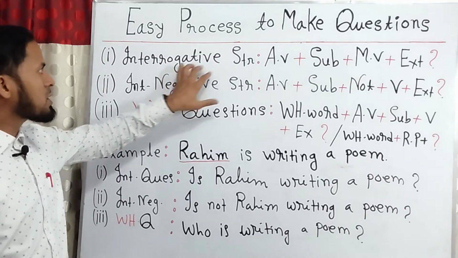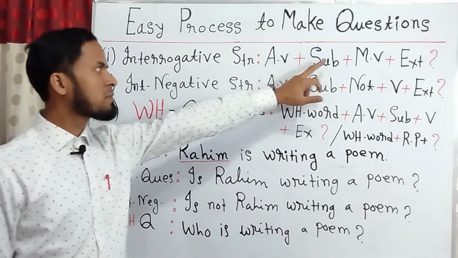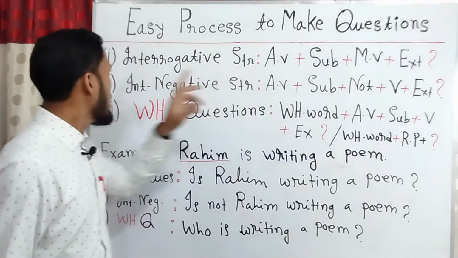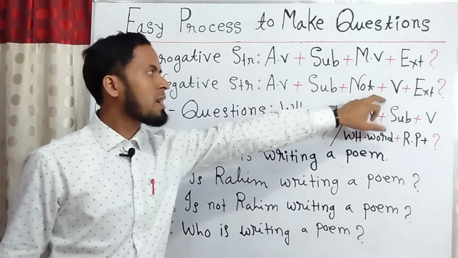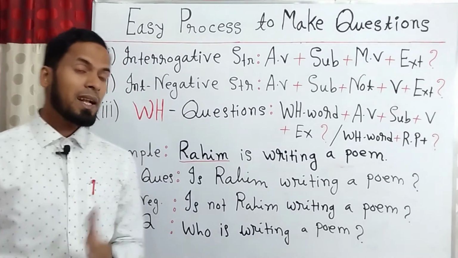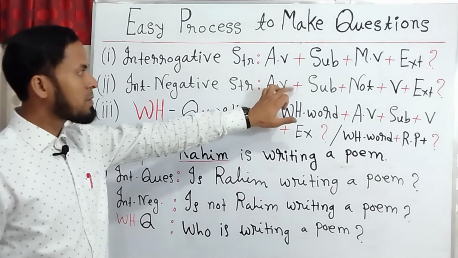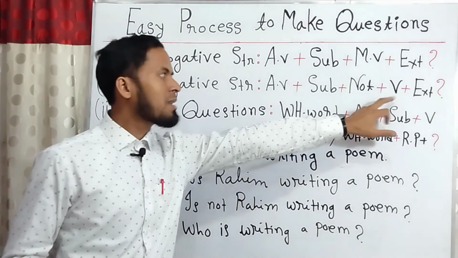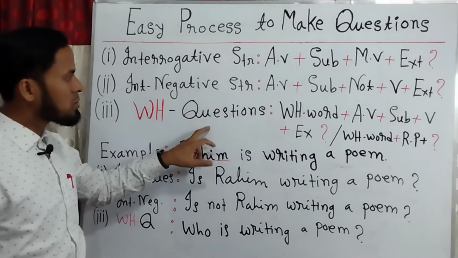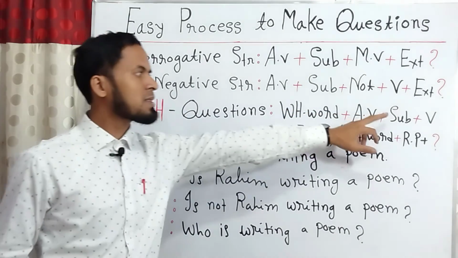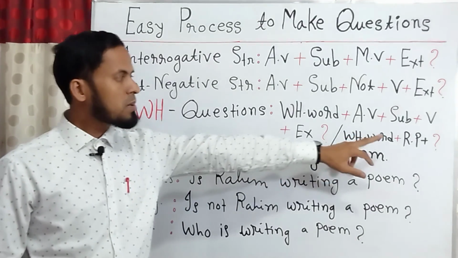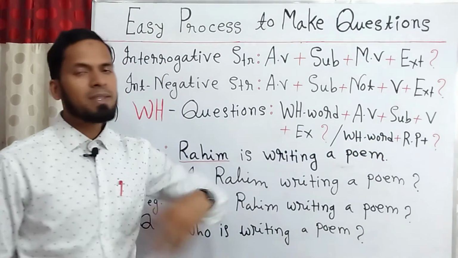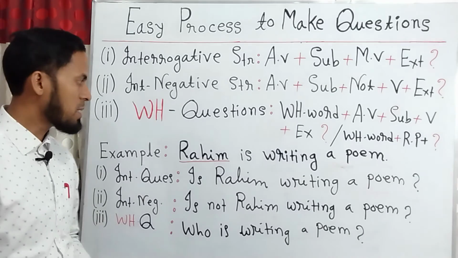So again I repeat, interrogative structure: auxiliary verb plus subject plus main verb plus extension. Interrogative negative structure: auxiliary verb plus subject plus not plus verb plus extension. But here you can also apply auxiliary verb plus not plus subject plus verb plus extension. And WH questions: WH word plus auxiliary verb plus subject plus verb plus extension, or WH word plus remaining part of the sentence and finally a question mark.